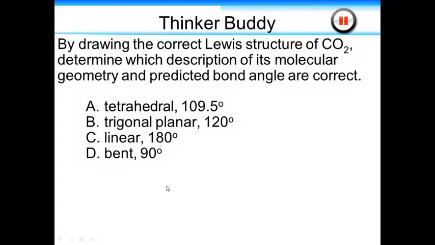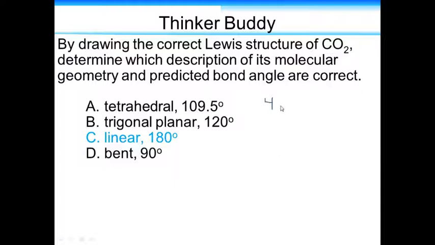So thinker buddy, by drawing the correct Lewis structure of carbon dioxide, determine which description of its molecular geometry and predicted bond angle would be correct. Linear is the correct answer. You should have seen that as one of the possible shapes in the video. So now let's go through it.